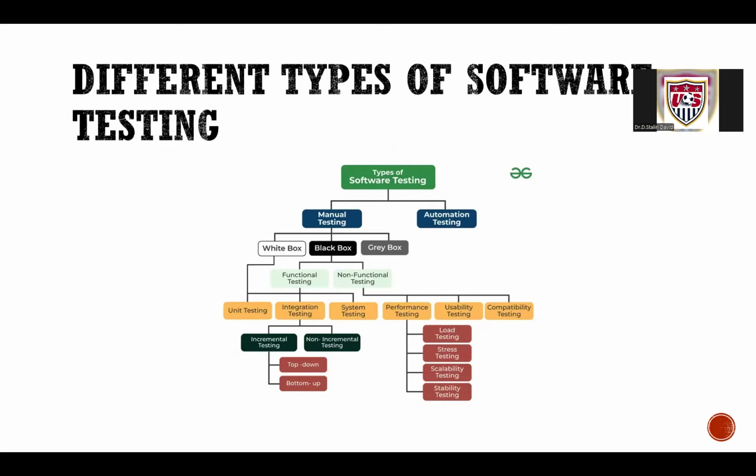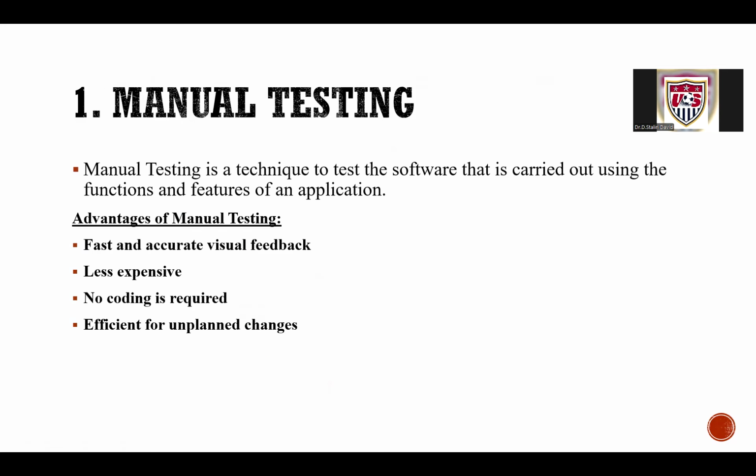In integration testing, there are two types of testing available: incremental testing and non-incremental testing. In incremental testing, there are two approaches available: top-down and bottom-up. In performance testing, there are load testing, stress testing, scalability, and stability testing available. Now we will see them one by one. First we see manual testing.